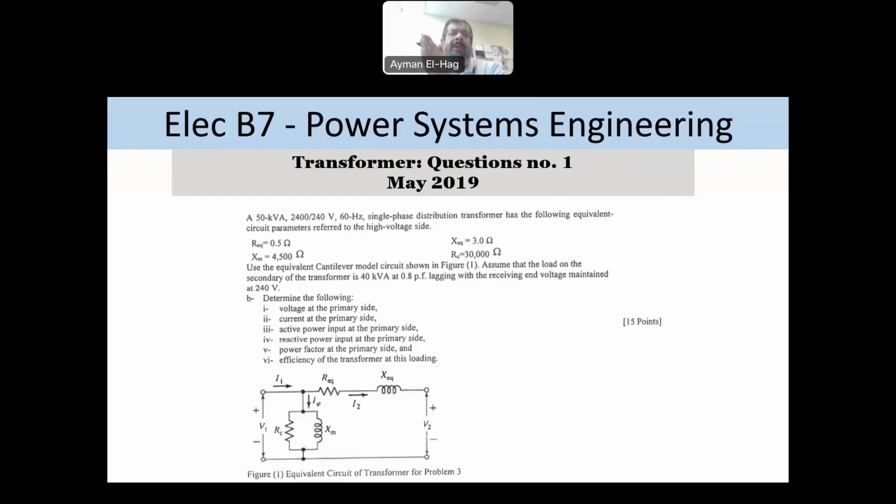If you recall, for electrical A6, there are some other transformer questions as well, but there the questions are basically for the open and the short circuit test. Here is one example of them. This is the exam of May 2019, and it is basically about analyzing the transformer circuit. So you know the model and you are analyzing it. Let's see this question.